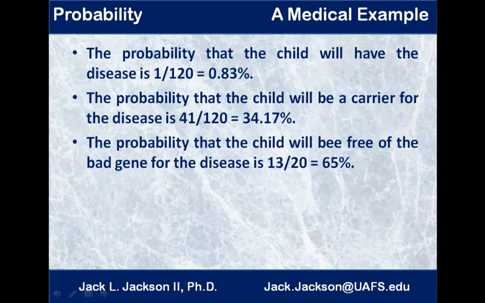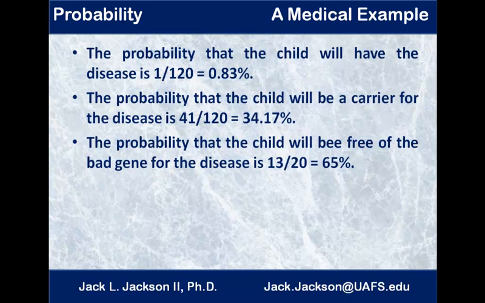So if we put that together, the probability that the child will have the disease is the only one at the top where it was bad, bad, and that is 1/120, or 0.83, actually with the 3 repeating, %. So less than 1% chance that the child will have the disease.